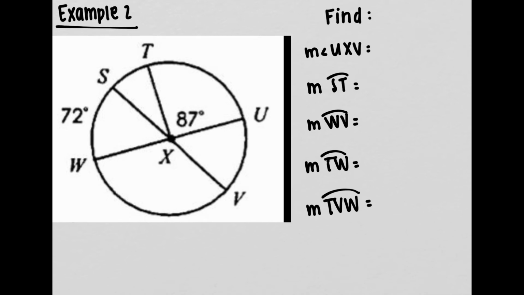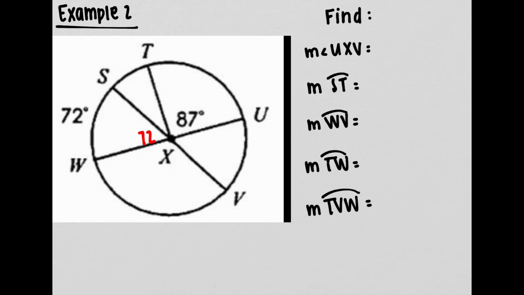So before I even start finding any of that or figuring out what I'm looking for, I'm going to just label my circle. So I have 87 degrees right here, and that's the only angle I'm given technically. But remember, we have this arc 72, and its central angle across from it, which would be right here, is equal to it. So I'm going to label that with a 72.